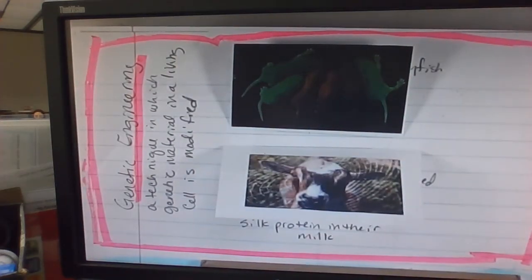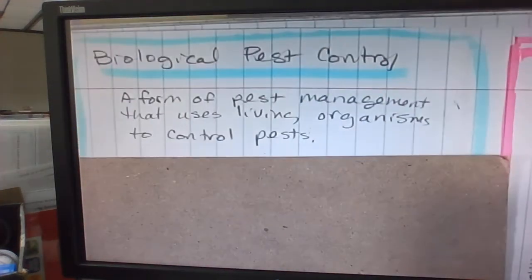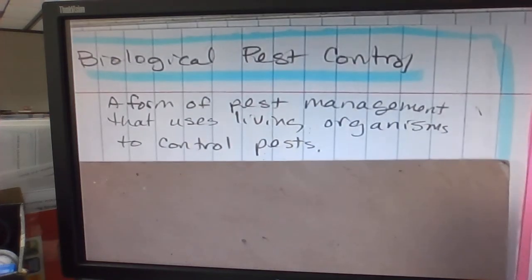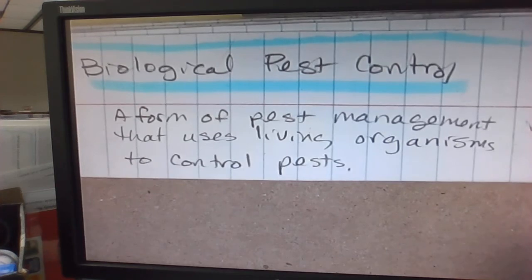All right, so we still need to solve some problems. So the bottom part is going to be biological pest control. Once again, I'm going to turn this in just a minute, but I've got the term and I've got information about it written off to the side, written sideways. So biological pest control: a form of pest management that uses living organisms to control pests.